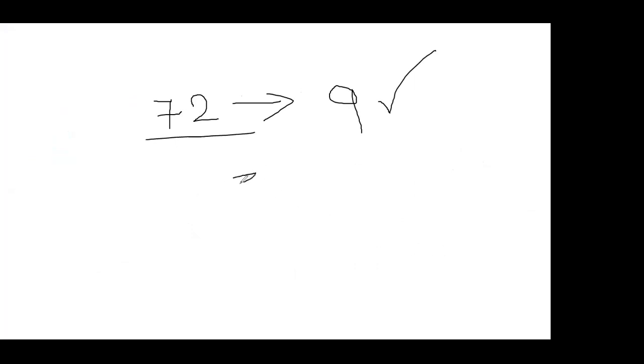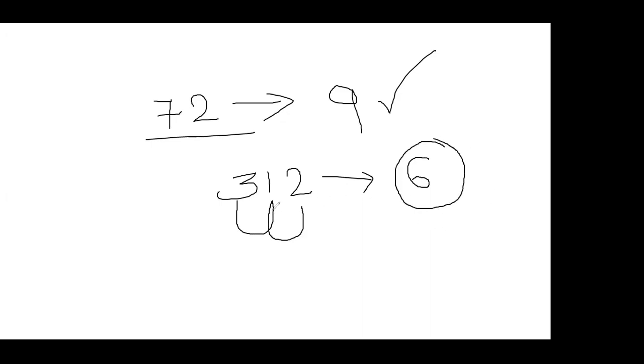For example, is 312 divisible in 3 table? How can you say that? 3 plus 1, 4. 4 plus 2, 6. Is 6 divisible in 3 table or not? Yes, sir. So this number is also divisible in 3 table. Now tell me, is 912 divisible in 3 table? Now check. 9 plus 1, 10. 10 plus 2, 12. Yes, sir. 12 is divisible.